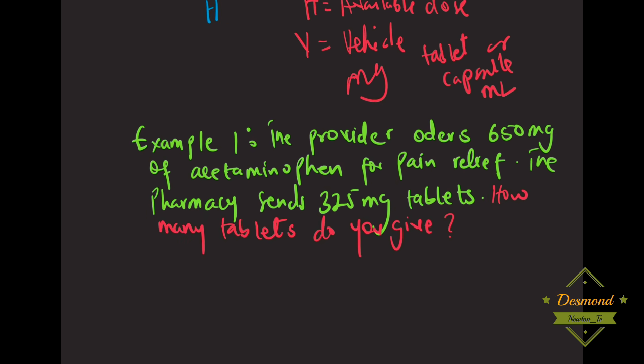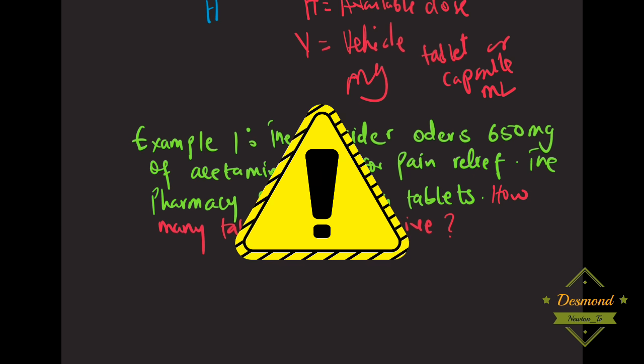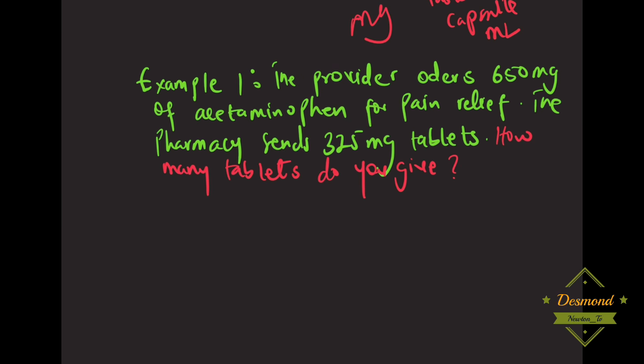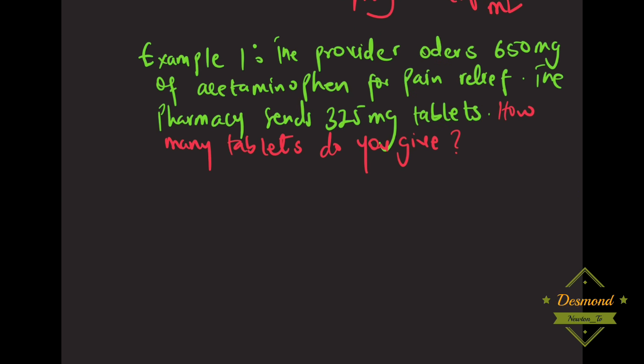For example 1, the provider orders 650 milligram of acetaminophen for pain relief. The pharmacy sends 325 milligram tablets. So how many tablets do you give? When you get this kind of question, what we are supposed to do is to identify the values. So first of all, let's identify our values.